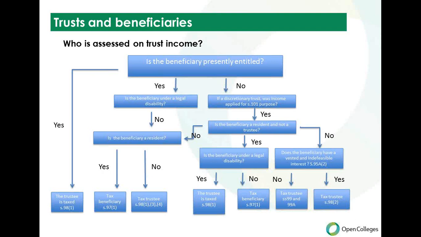So now this little flowchart is just to point out down the bottom in particular the key paragraph references of legislation that are relevant to the beneficiaries of a trust and where the trustee might be taxed because the beneficiary is not yet entitled to the income.